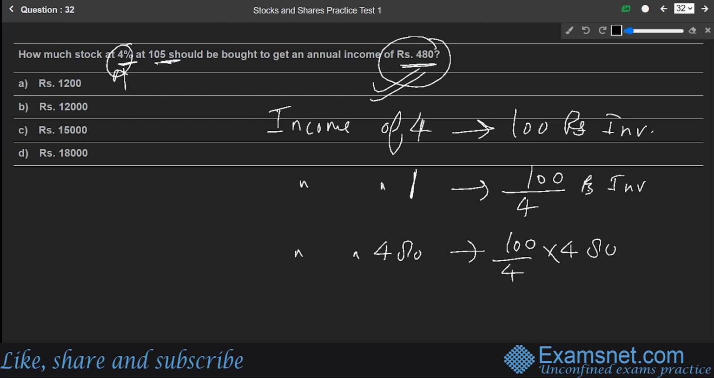So simply multiply it by 480. If you do this, you're going to get the value as 12,000 rupees. 4 cuts 480 by 120, and 120 into 100 is simply giving you 12,000 rupees. So that becomes the right answer. How much will you have to invest? You will have to invest 12,000 rupees, which is clearly available in option number B, so that becomes the right answer.